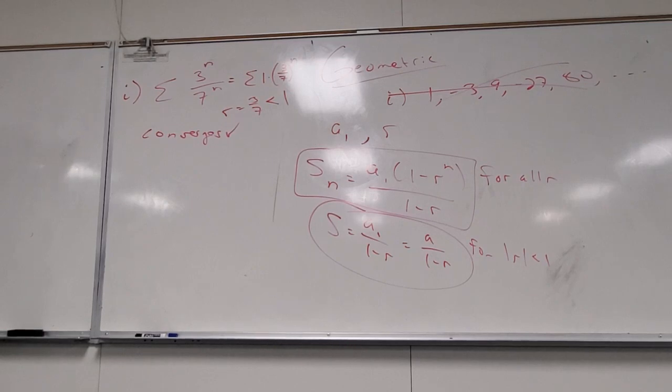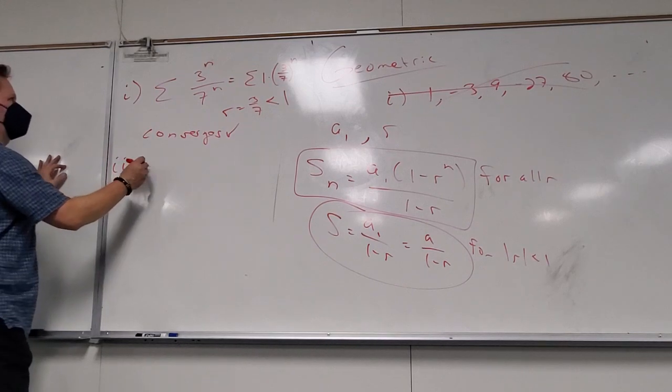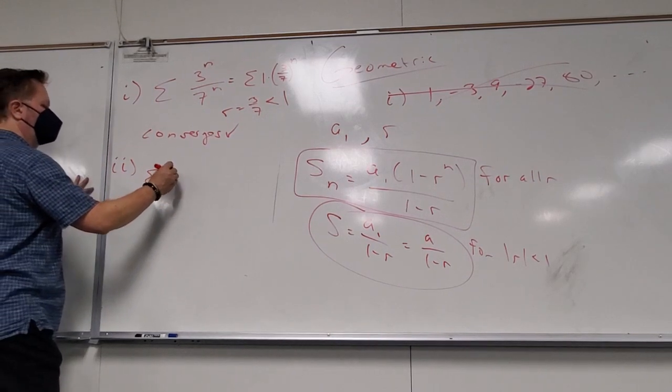So basically, if you see a number to the nth power in your series, it could be geometric. Just gotta make sure there's nothing else weird. So for example, is this even geometric?